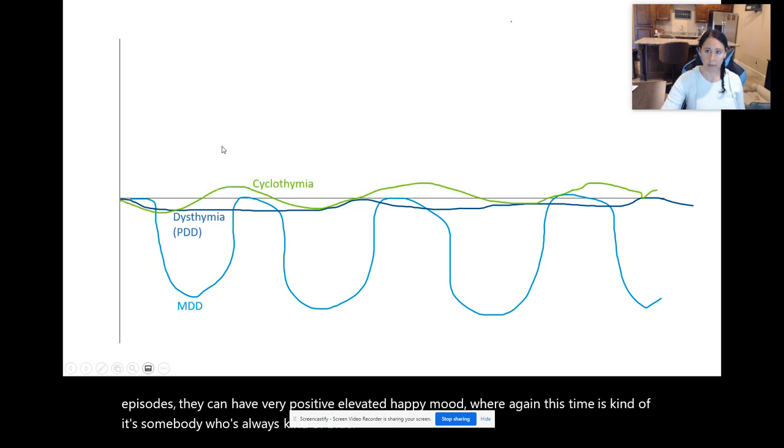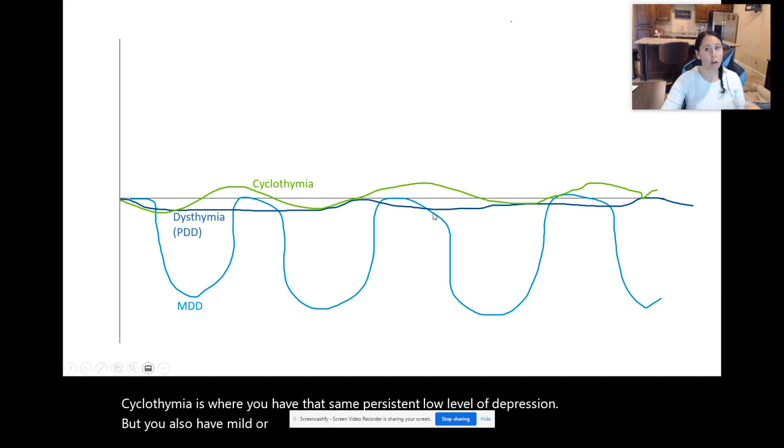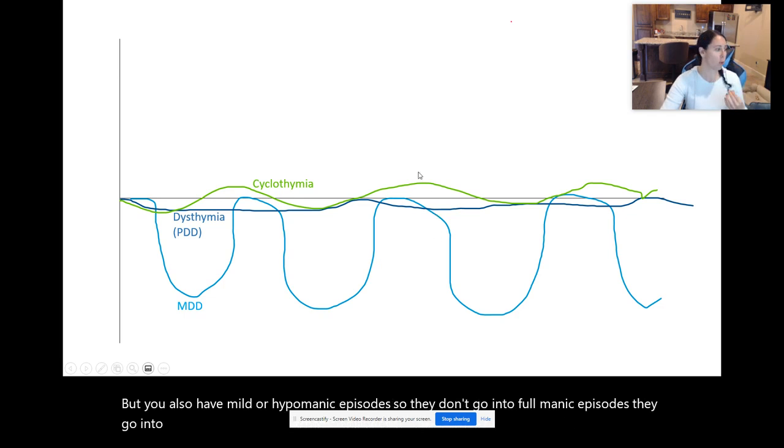Now, cyclothymia is where you have that same persistent low level of depression, but you also have mild or hypomanic episodes. So they don't go into full manic episodes. They go into hypomanic episodes where their mood is slightly elevated.